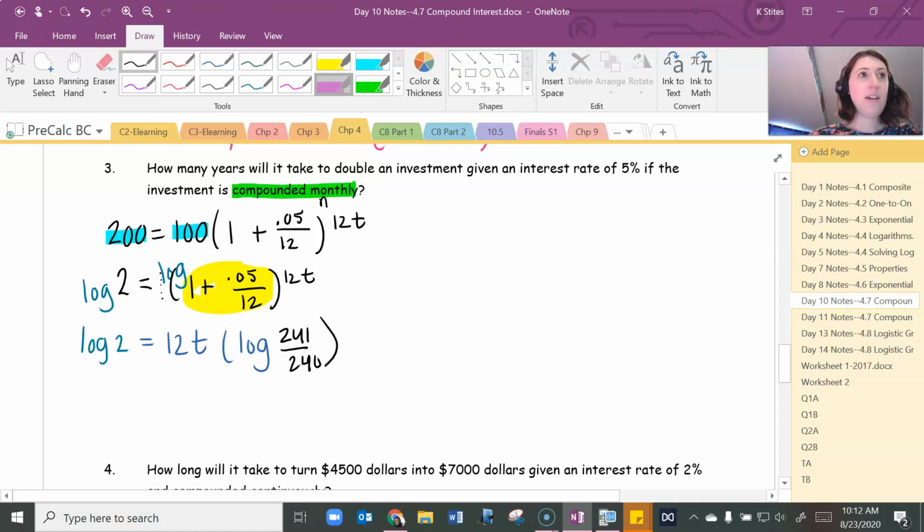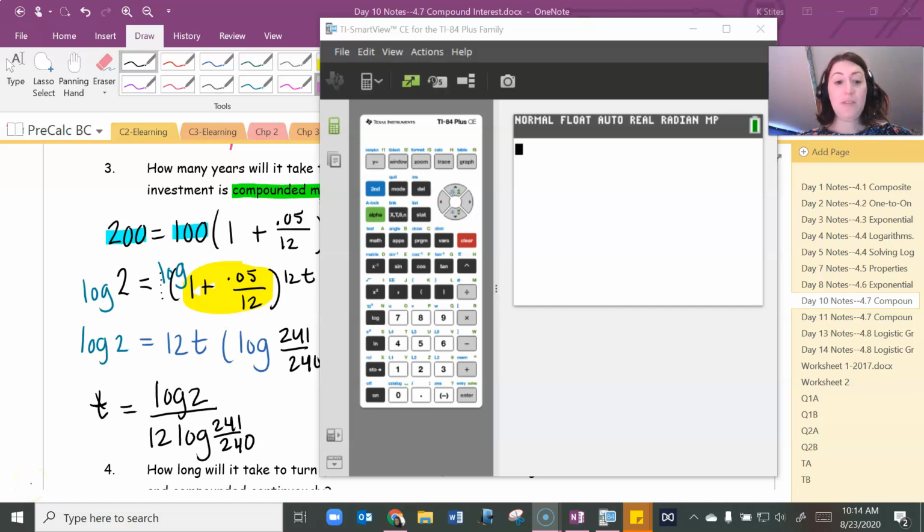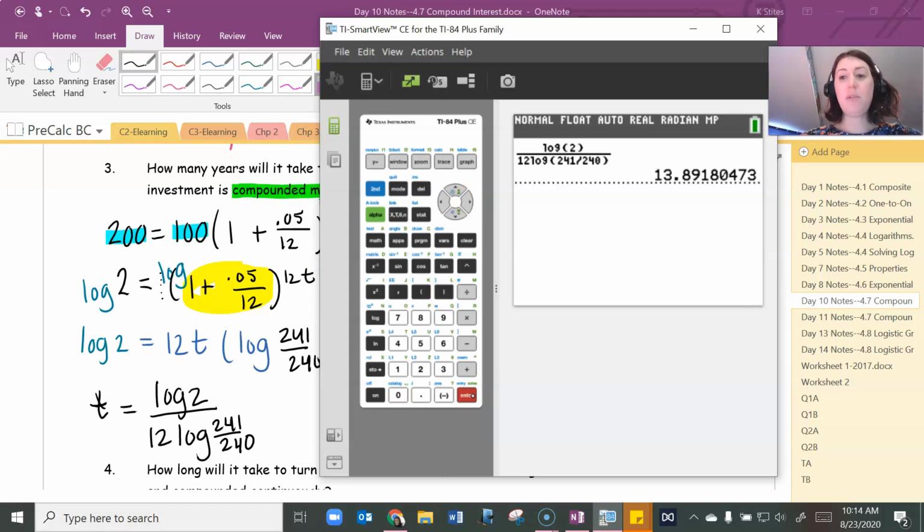All right, so now in order to solve this, all we have to do is divide by 12 log 241 over 240. Now, when you do this, you have to be careful because your calculator gets a little weird if you aren't using the fraction bar. So I really recommend using the fraction bar for these to make sure that you're actually dividing what you want. So this is log 2 over 12 log 241 over 240. So this should be your answer, 13.892 years.